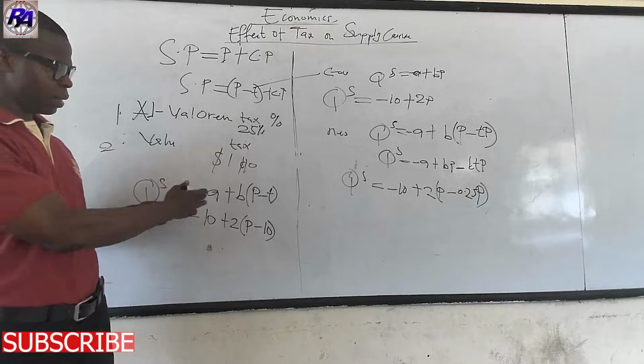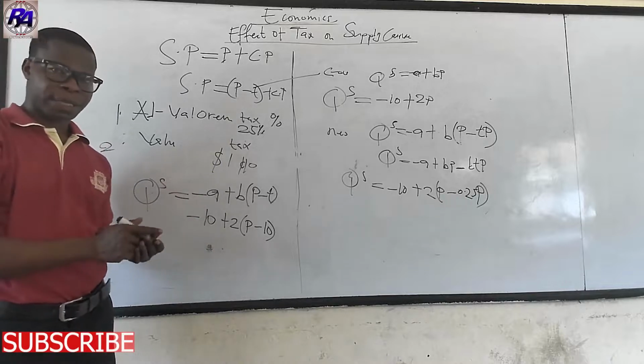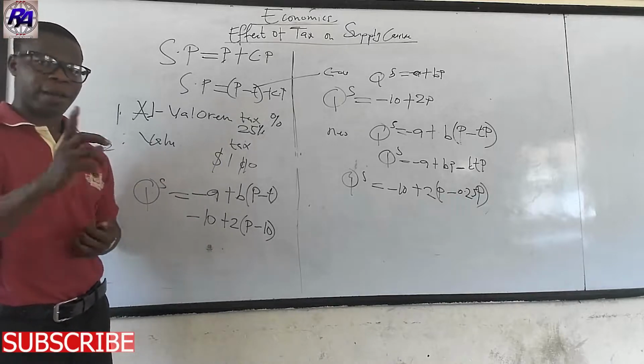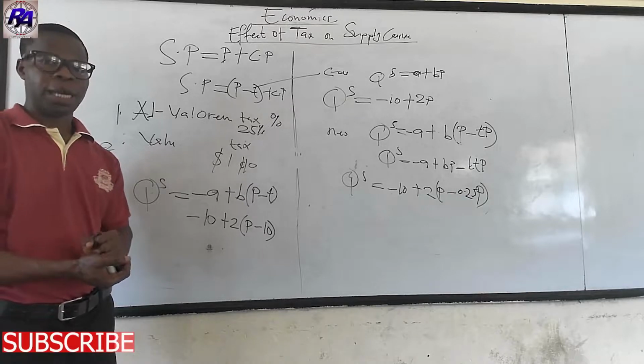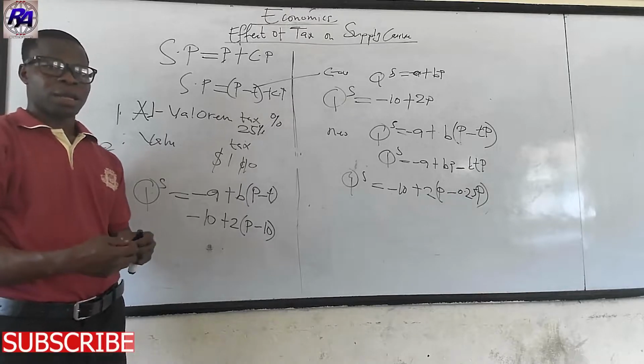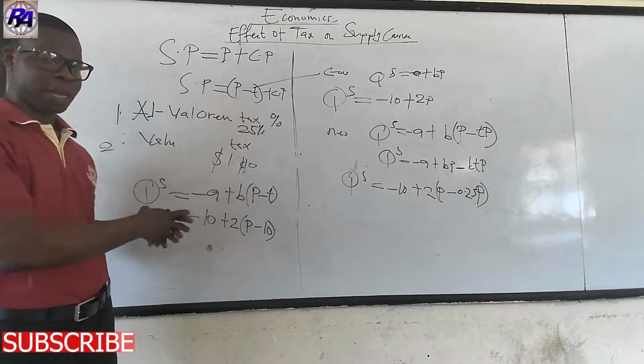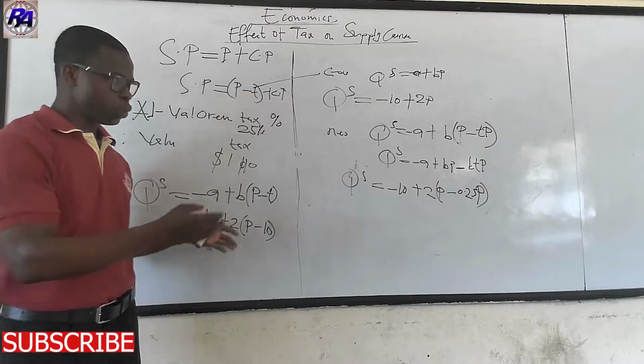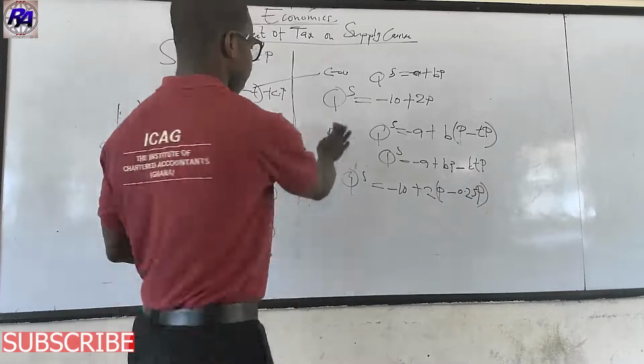Now, how does this tax imposition affect our consumer surplus and our producer surplus? And then what does the imposition of tax lead to? So let's look at it on the diagram.